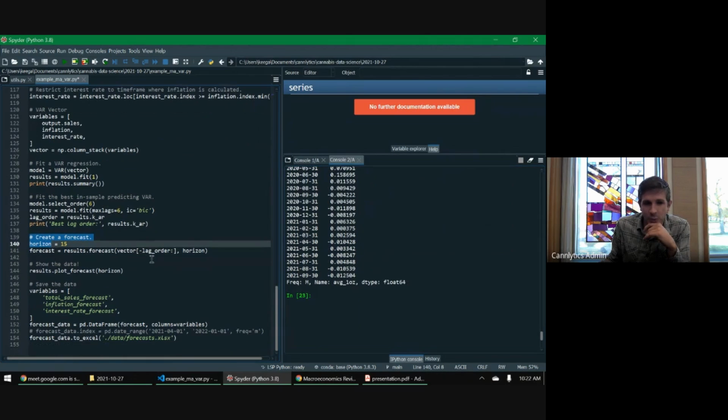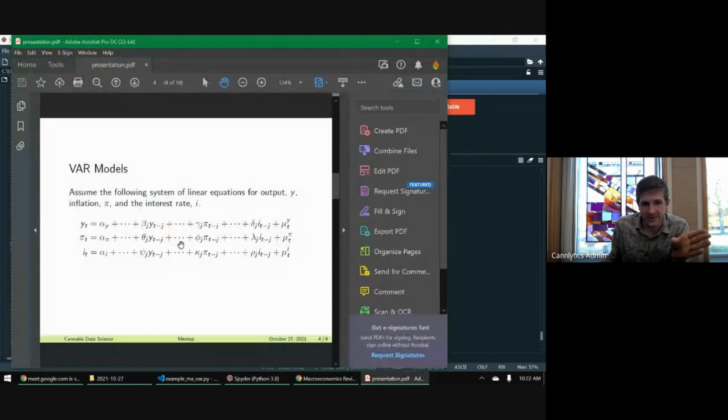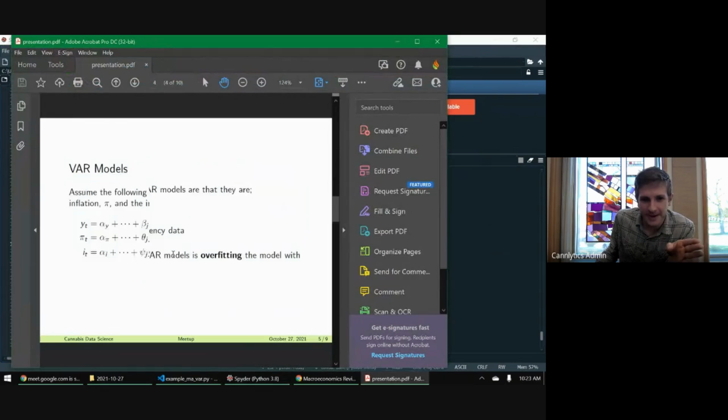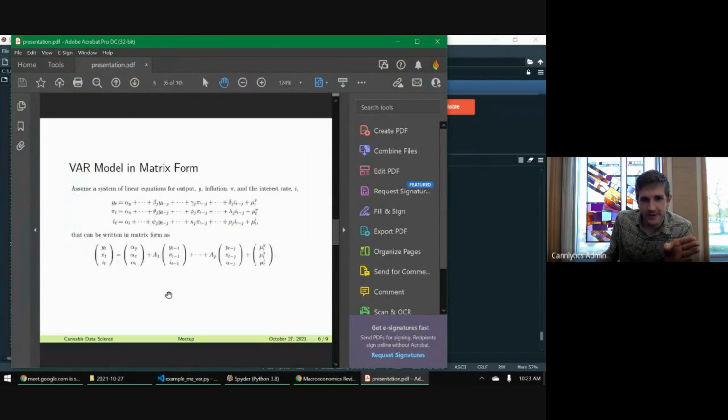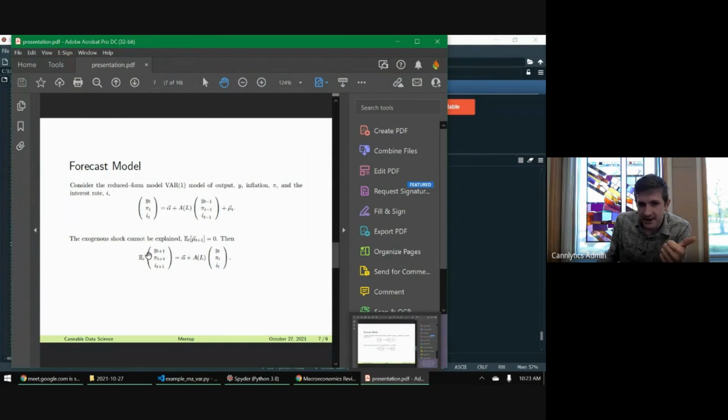Our lag order is 1. So it's real cool, right? Because this is how you forecast with the VAR. We've just estimated our parameters.